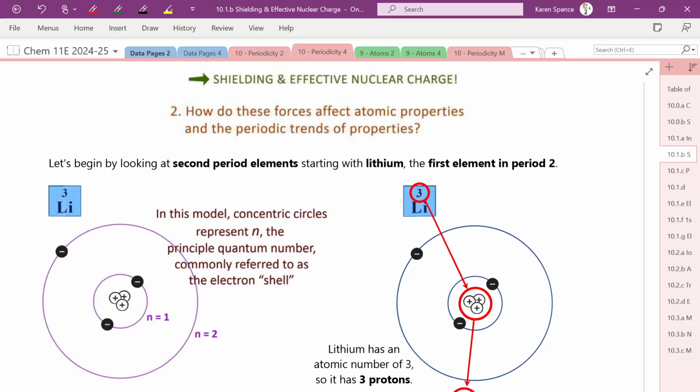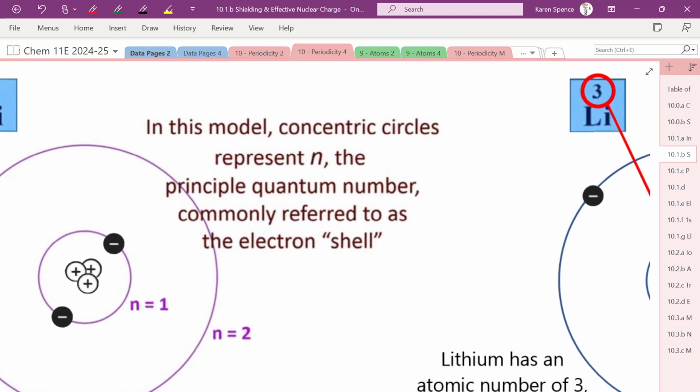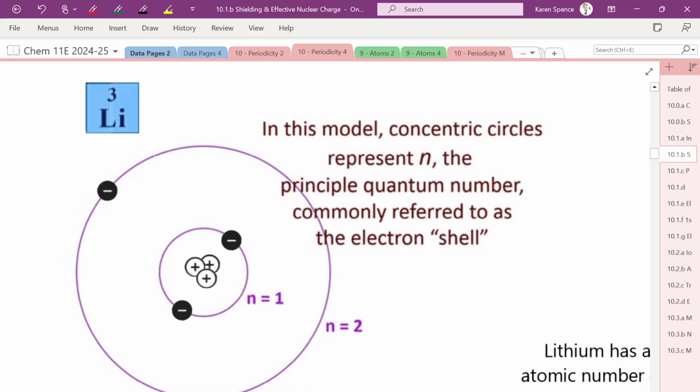So let's take a look here at lithium. Lithium is atomic number 3. And so that means it has how many protons? 3. And how many electrons? 3. 2 in its first shell and 1 in its second shell.